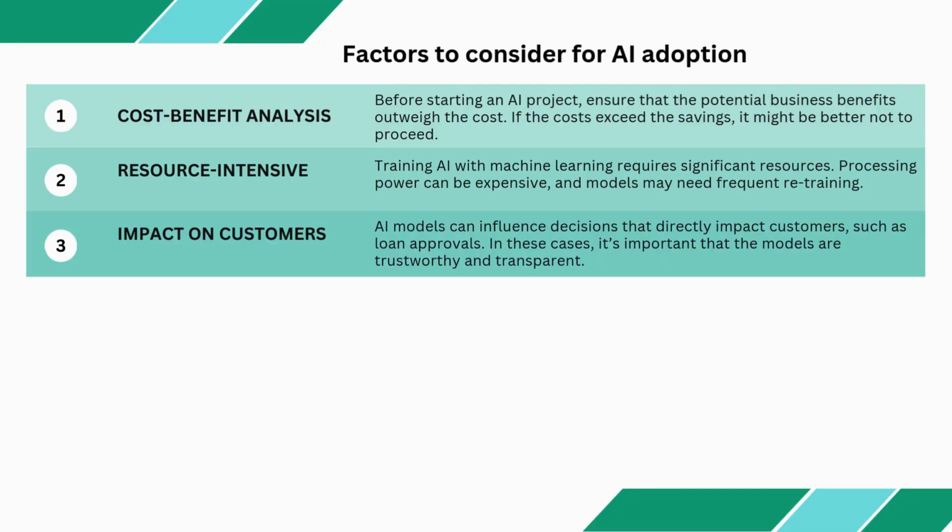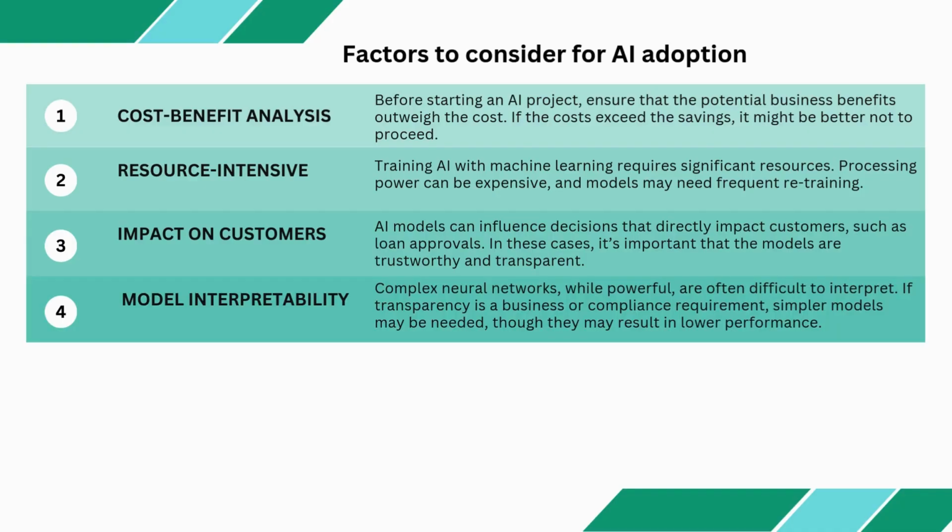Next is impact on customers. AI models can influence decisions that directly impact customers, such as loan approval. In these cases, it is important that the models are trustworthy and transparent. So if there's a customer impact, and if you're not sure whether the AI model will be trustworthy and transparent, you may not want to use it and impact your loyal customers.